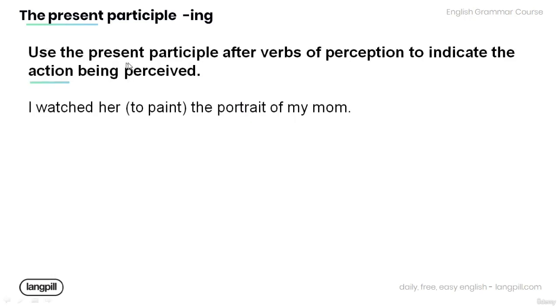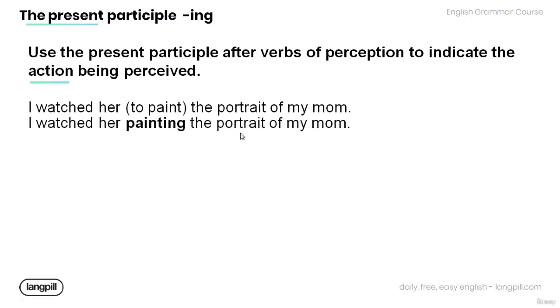Remember that we use the present participle after verbs of perception to indicate the action being perceived. Now read the following sentence and provide the present participle form of the verb in the bracket. I watched her to paint the portrait of my mom. I watched her painting the portrait of my mom.